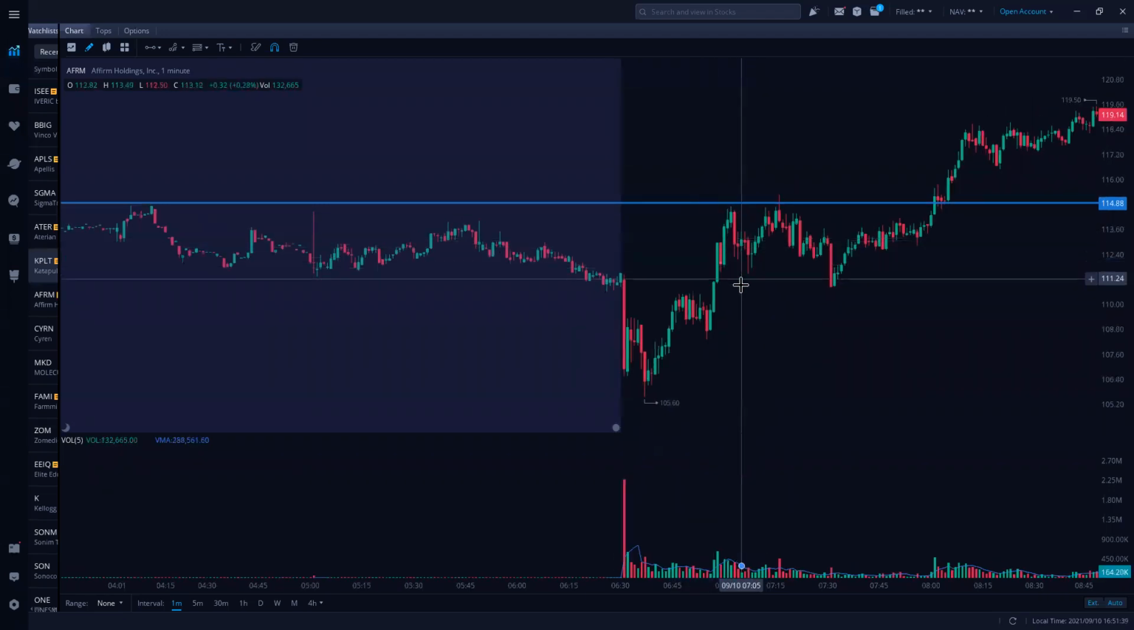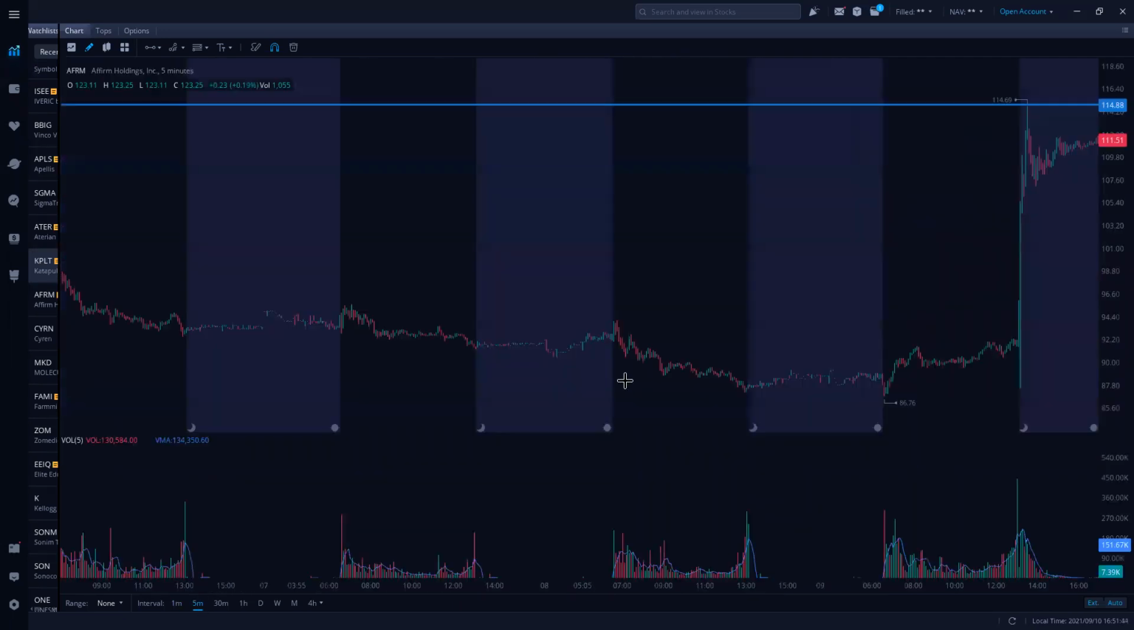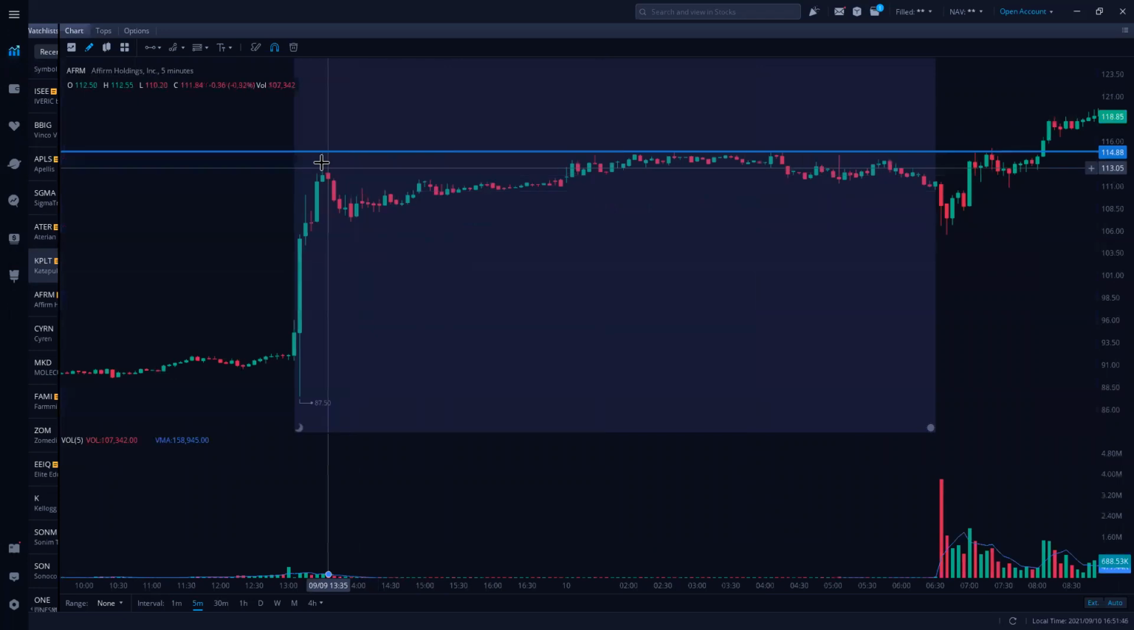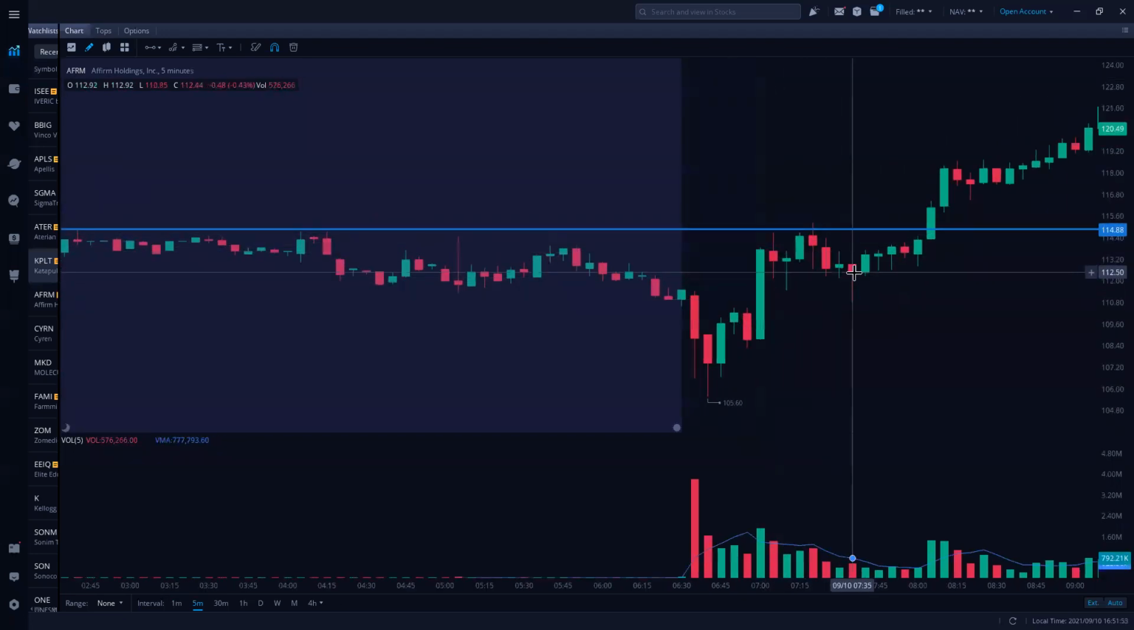I haven't looked into that much, but we tested this same resistance right here. I'm gonna go on the 5 minute so you guys can see how many times we tested this. Tested this once, twice, 3 times. We could not break it at all here. Market open, tested it again once, twice, couldn't break it.